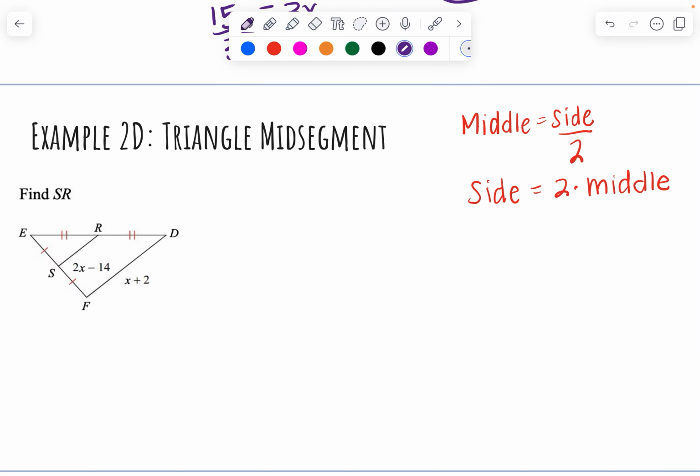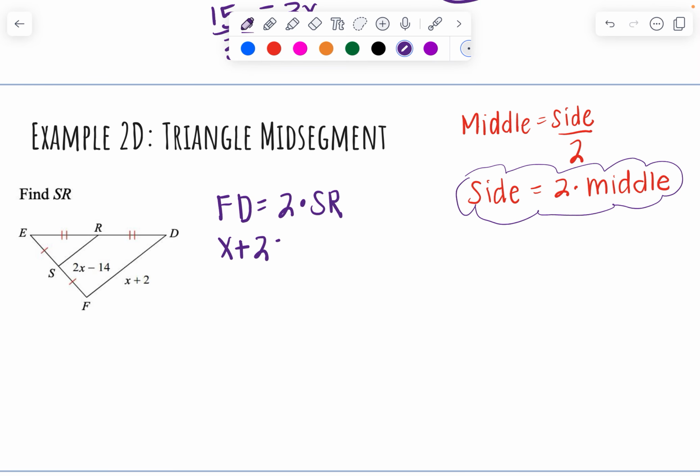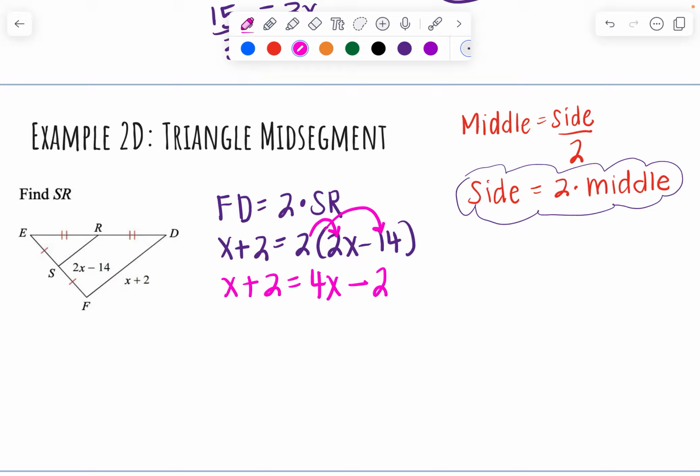So here, same thing. I have x's for both my middle and my side. So I'm going to use the side equals 2 times the middle. My side is FD equals 2 times my middle, which is SR. So x plus 2 equals 2 times 2x take away 14. So if I use the distributive property on the right side, 2 times 2x is 4x. Take away 2 times 14 is 28.